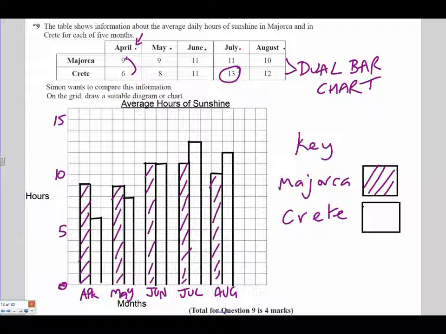So let's have a look at how the 4 marks are allocated. The correct format, so you have a title, axis labels, and labels and scales that make the most of the paper, is 1 mark. Bars that go up to the correct heights, 2 marks, 1 mark for your key, and then a final mark for leaving the gaps between the bars. So they're the 4 marks for question 9.